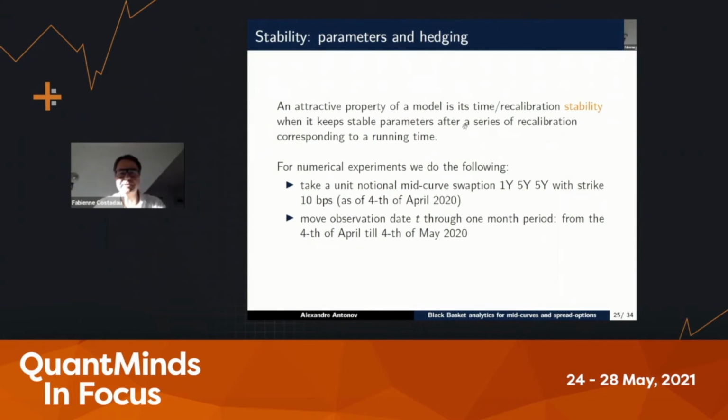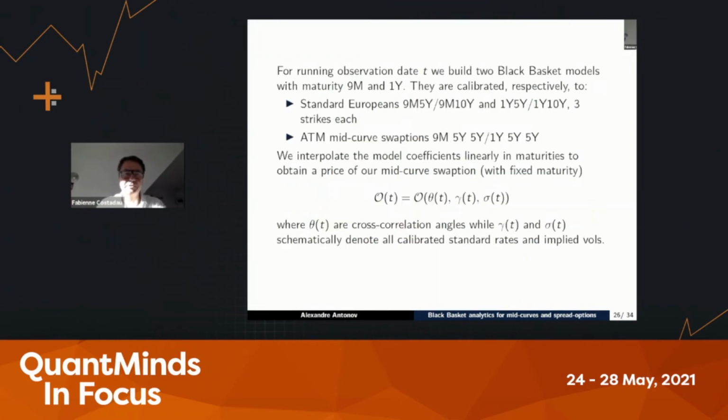Another series of experiments is about stability. An attractive property of any model is its time recalibration stability, when it keeps stable parameters after a series of recalibrations. Here in our numerical experiments, we do the following. We take a unit notional mid-curve swaption of 1 year up to 1 year, 5 year, with a strike of 10 basis points. We move the observation date through a 1 month period, from the 4th of April up to the 4th of May, and observe what happens with the option price and its parameters.